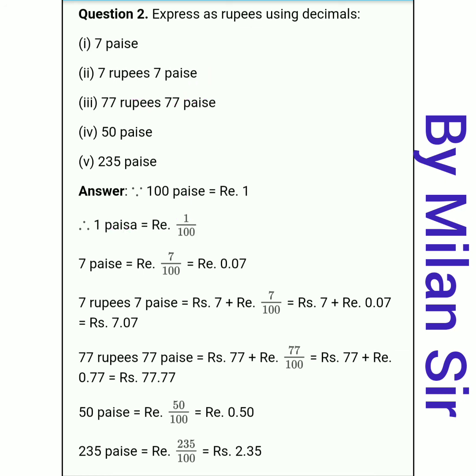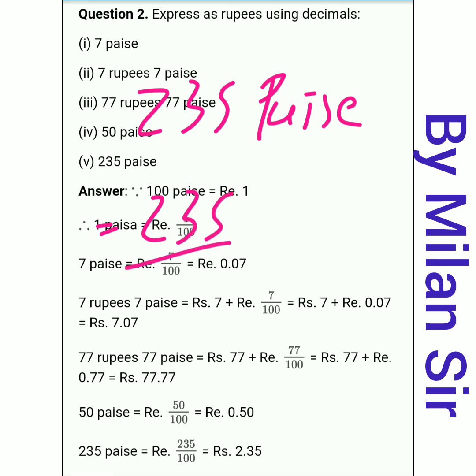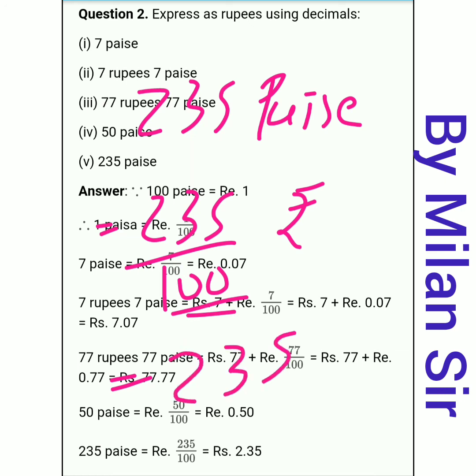Last question, question number 5, 235 paisa. If you want to convert this into rupees, we need to divide it by 100, so it becomes rupees. Now here we have two zeros, so before 2 digits we need to put a decimal point. The 2 digits are 35, so before these we need to put a decimal point, so 2.35. Again, in the denominator we have two zeros, so we need to put a decimal point before 2 digits. So in the numerator we have 235, and before 2 digits we put a decimal point, so 2.35 rupees is our final answer.